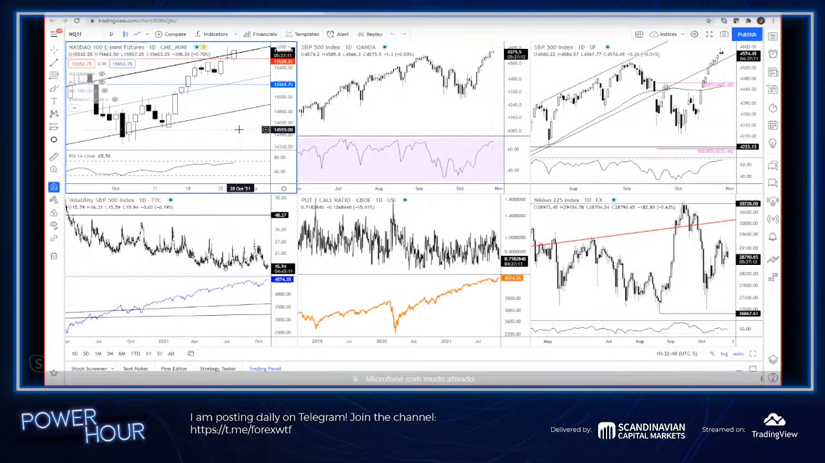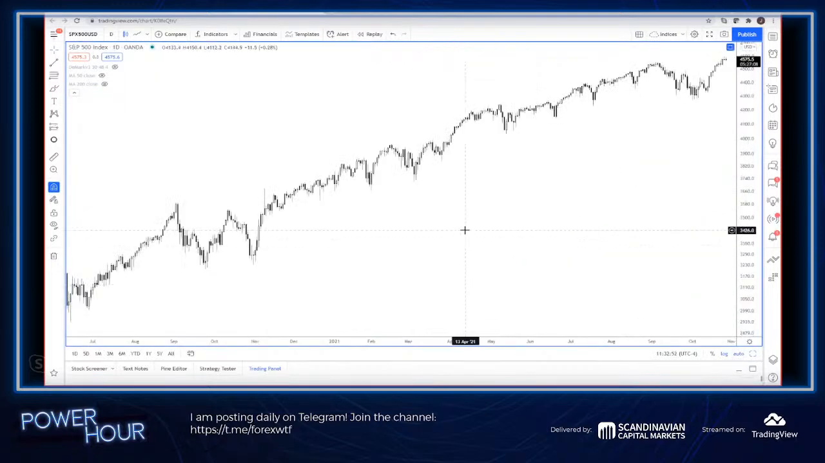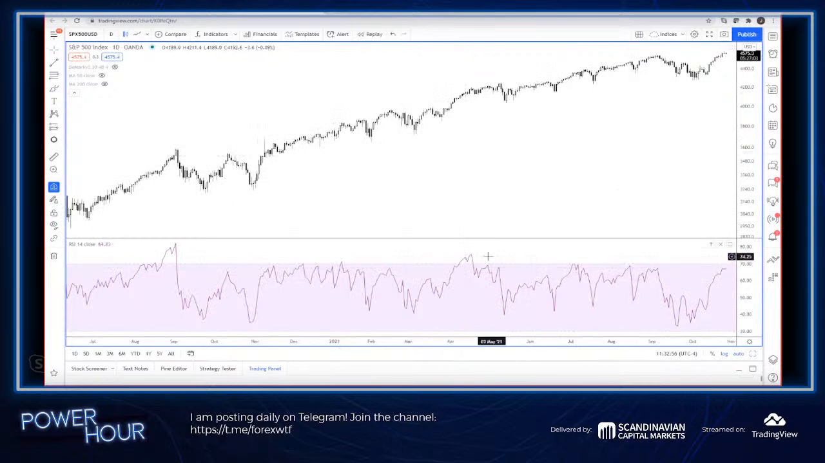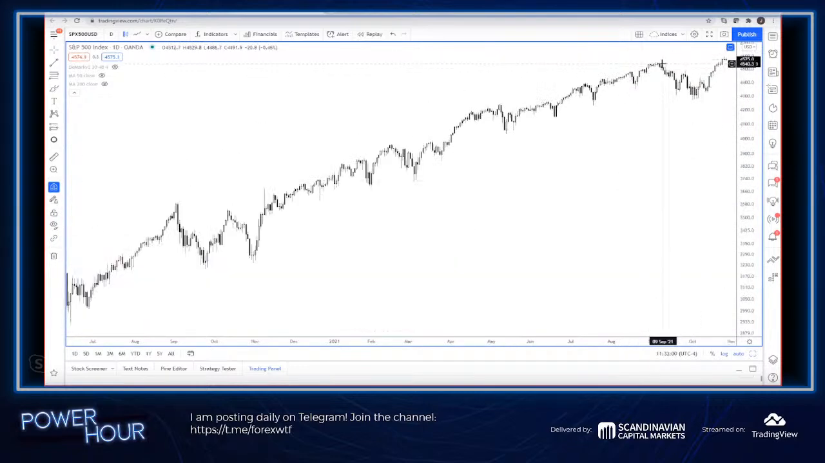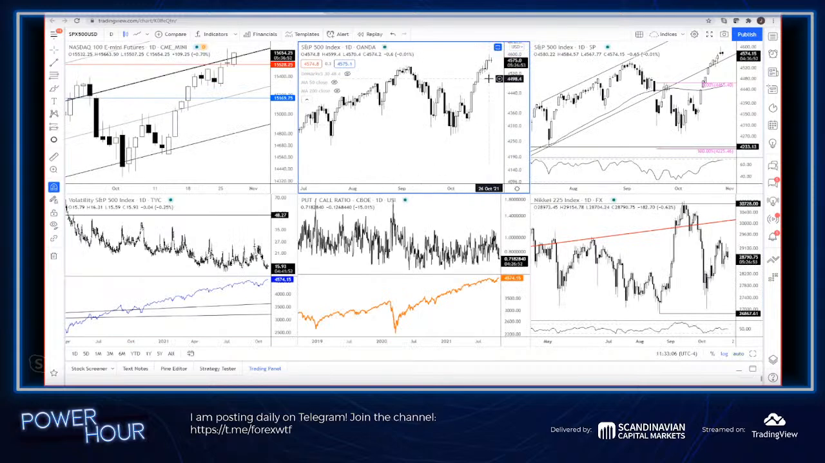Okay, so clearly here's the S&P 500. It's got some pretty big divergence on the RSI, right? New high, not new high momentum. But the key level I want to address here is the fact that the S&P is at a new high and the NASDAQ's not.